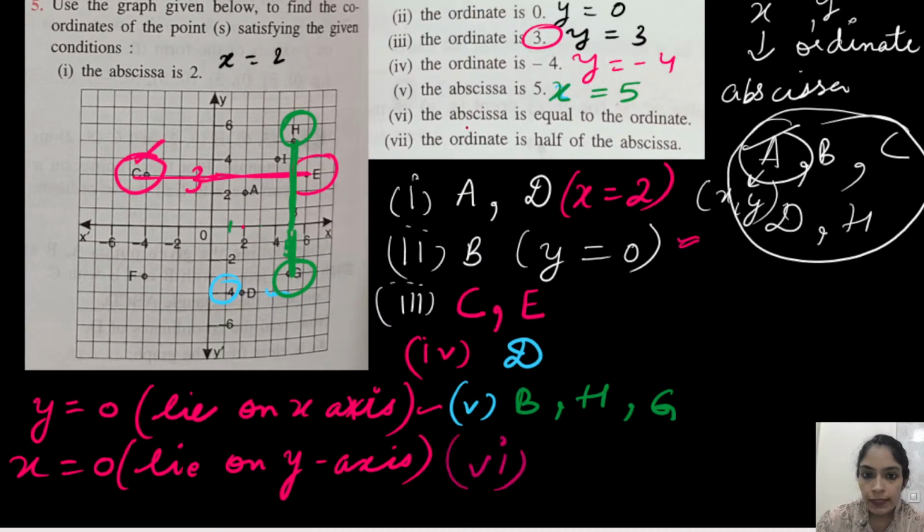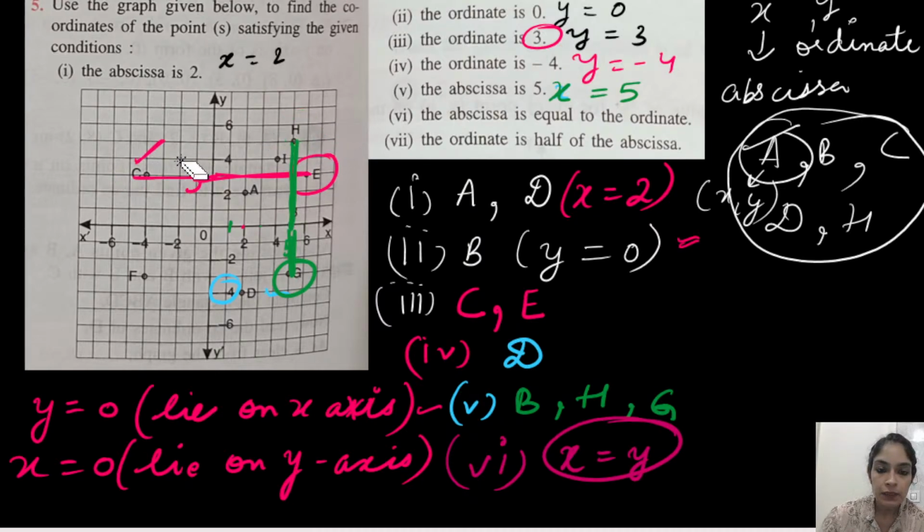So the sixth one, they are telling abscissa is equal to ordinate. That means x is equal to y. If you have understood till here, I am just going to clear everything because it's confusing. Afterwards, you can go back and check because everything is getting recorded.